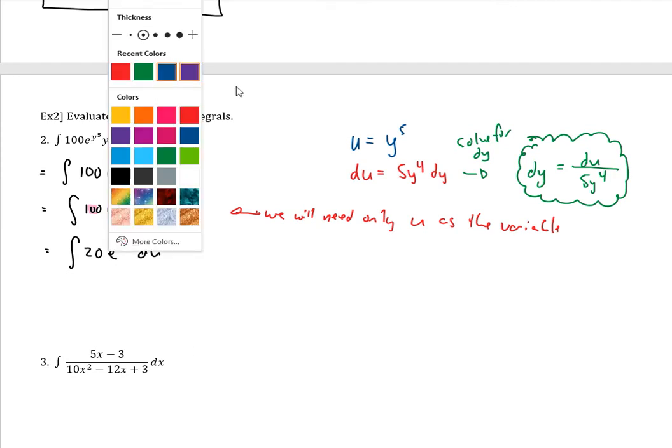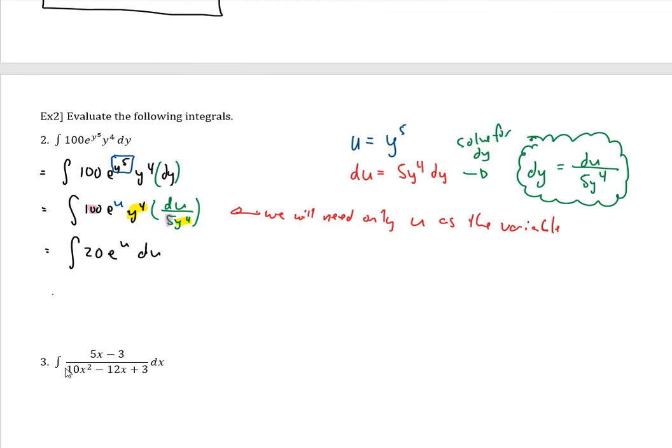Now it's easy. Once you do your u sub, it should become pretty easy as long as it works out well. So the antiderivative is 20 e to the u plus our constant. And then just like before, we want to make sure we sub in our original expression for the letter that we started with. So then this becomes 20 e to the y to the 5th plus c still.